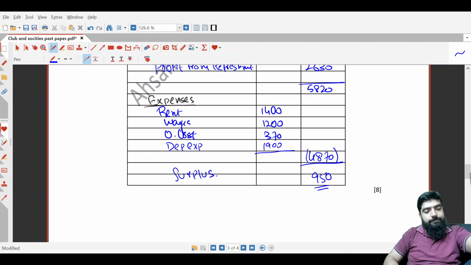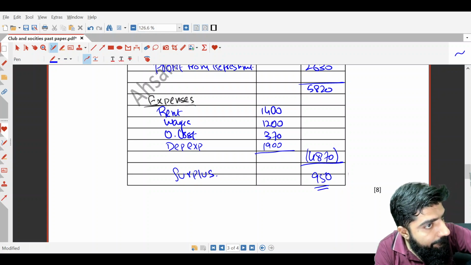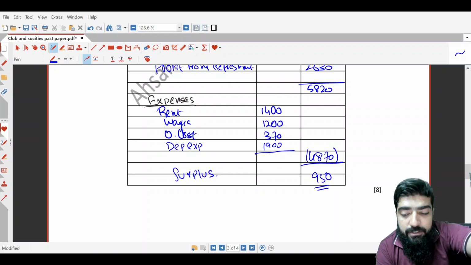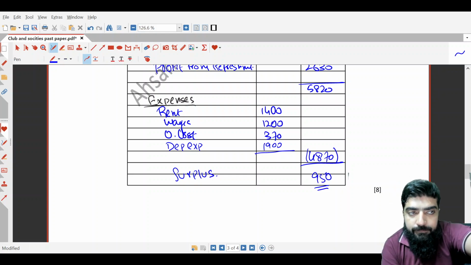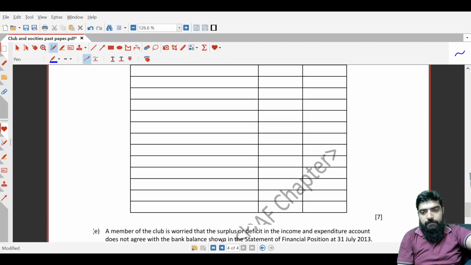Are you getting the point? This will either be reinvested back into the organization, exactly. This will not be withdrawn by the owners. This will not be withdrawn by the trustees. This amount will be reinvested into the society or club. Are you getting the point? Yes, sir.